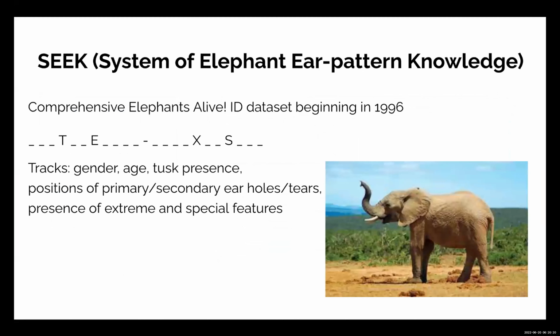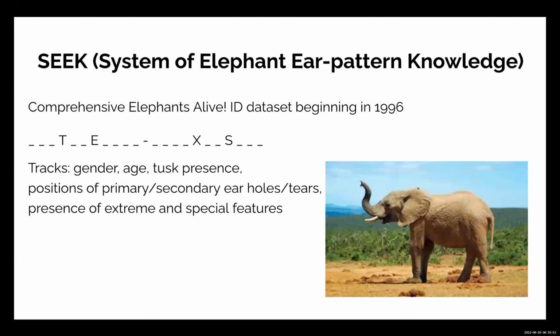And so what they've turned that into is this thing called SEEK, which is termed the System of Elephant Ear Pattern Knowledge. And they have a data set of this from Kruger National Park in South Africa going back to 1996. And essentially it's tracking gender, age, tusk presence, positions of primary and secondary ear holes and tears, and any extreme special features. And it's a very simple vectorized system. You just get basically one code and then you're looking at similarity.